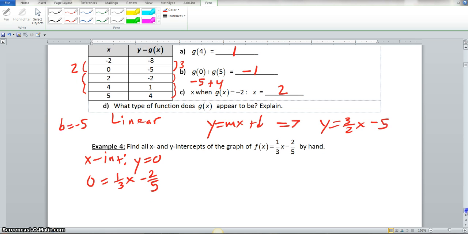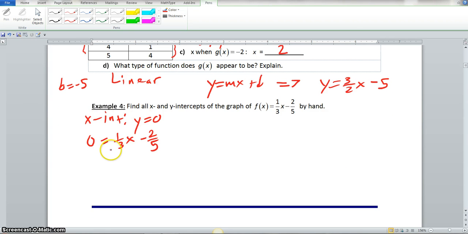Let me scroll down a little bit here. So now we need to solve for x. Well, first, let's find a common denominator. The common denominator of 3 and 5 is 15, so we'll multiply everything by 15 over 1. 15 over 1 times 0 is 0. 3 goes into 3 once, and 3 goes into 15, we know 5 times. 5 times 1x would be 5x. And then 5 goes into 5 once, and we know 5 goes into 15 3 times. 3 times negative 2 would give us a minus 6.